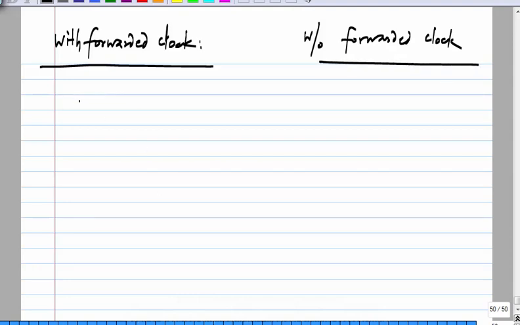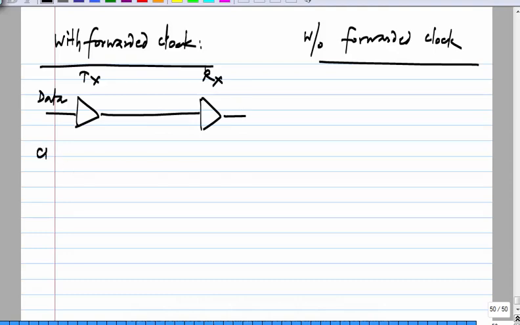Forwarded clock means there is a clock coming from the transmit side. Without forwarded clock means there is no clock, there is only data, and you have to generate the clock. This is the transmitter, this is the receiver. So we have data and a channel for the data, but we also have a clock. So you have a clock coming from there, whereas without forwarded clock you have only this one.